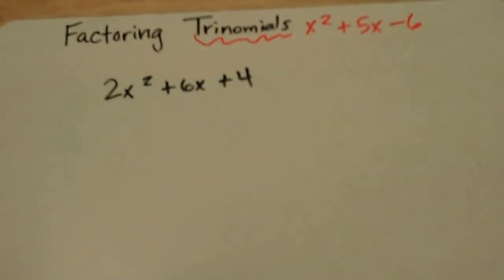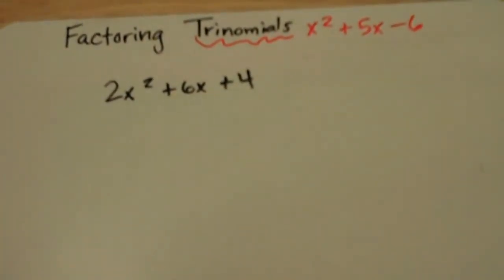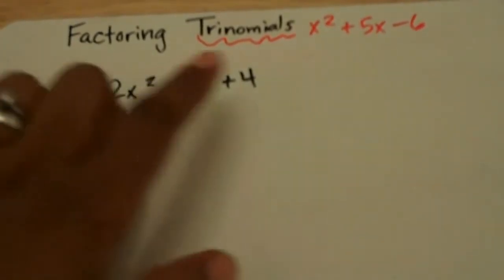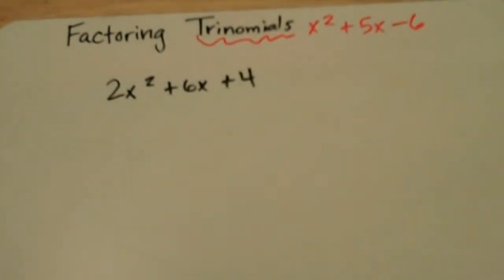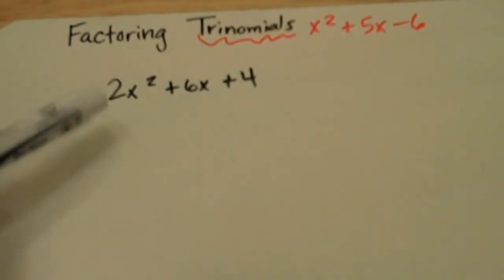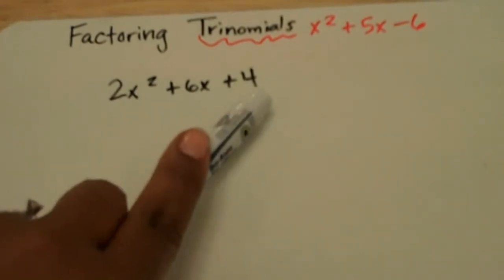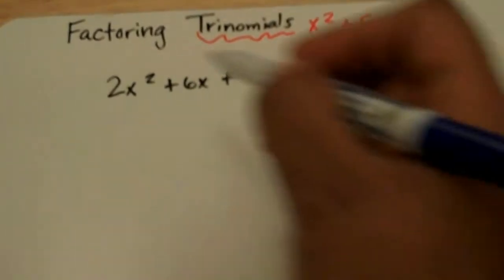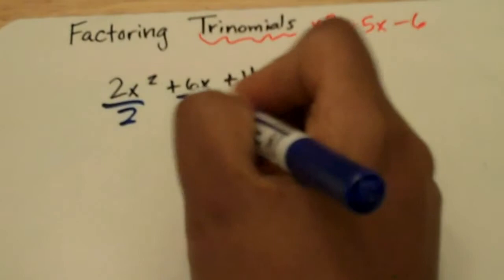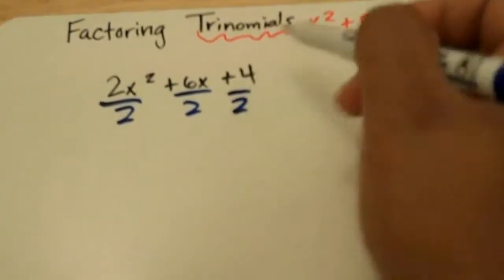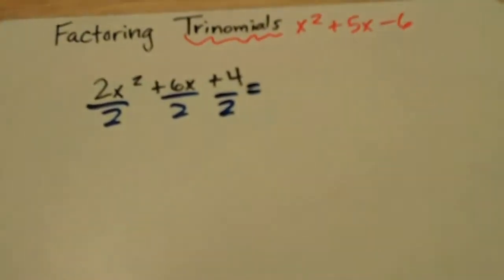to see if there's anything that you can factor out first. If we look at the numbers, I have a 2, I have a 6, and I have a 4. Those are all even, which means that I can take out 2 from each term and make an equivalent expression. If I look at the variables, I see this one has an x squared, this one has an x, this one doesn't have any variable at all, so 2 is the greatest common factor. So I'm going to take 2 out of each of these, and I'm going to make an equivalent expression.